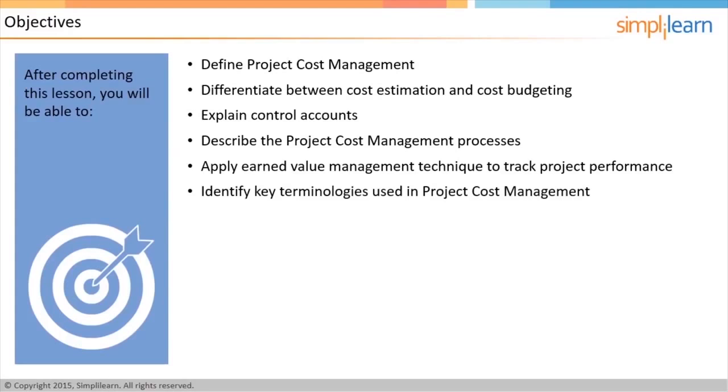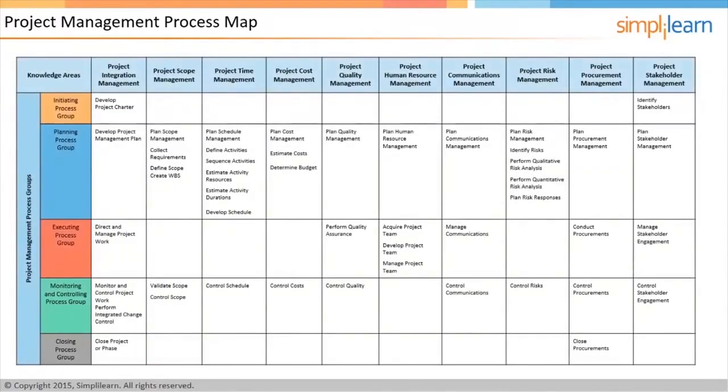In the next screen, let us take a quick look at the project management process map. There are 47 processes in project management grouped into 10 knowledge areas and mapped to 5 process groups. In this lesson, we will look at the 4th knowledge area, that is, project cost management and its processes. In the next screen, let us understand the concept of project cost management.